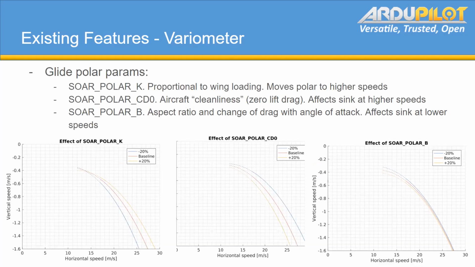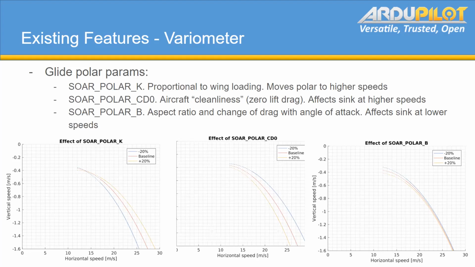So the glide polar I've already mentioned, which is the sink rate of the glider as a function of its airspeed, even in still air. And in the implementation as present, there's 3 parameters which describe or parameterize this function. The first one is the K parameter, which is proportional to wing loading. And what this does is it doesn't affect the glide ratio, but it moves it to different airspeeds.